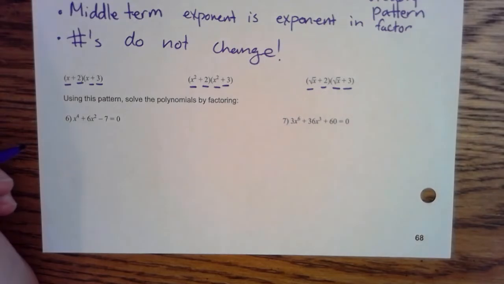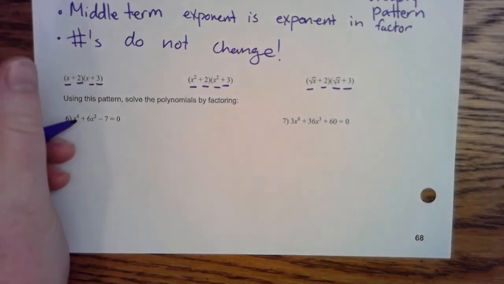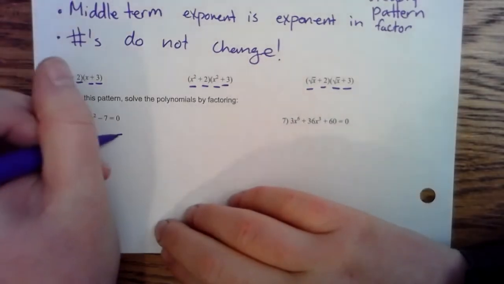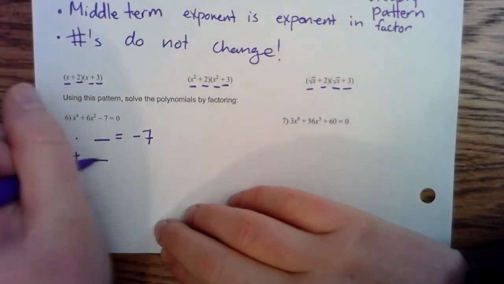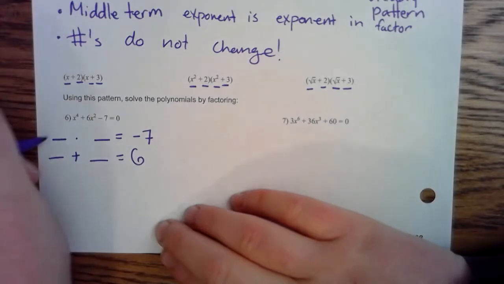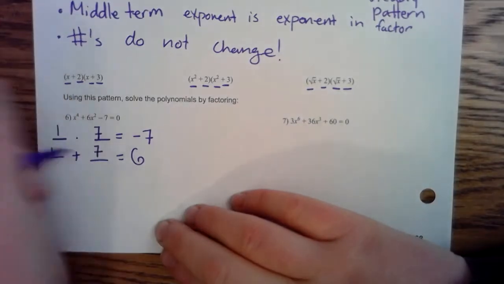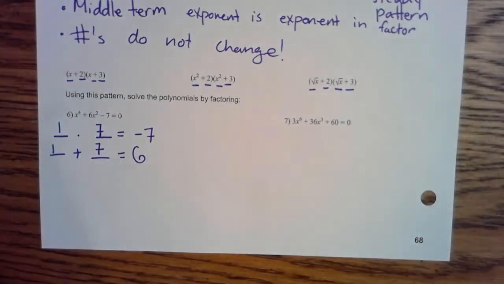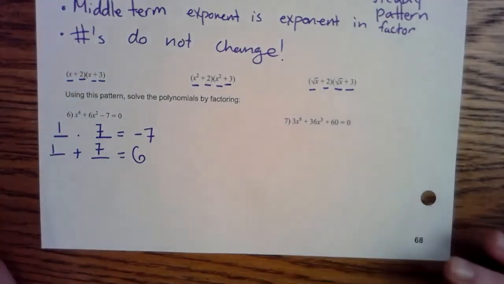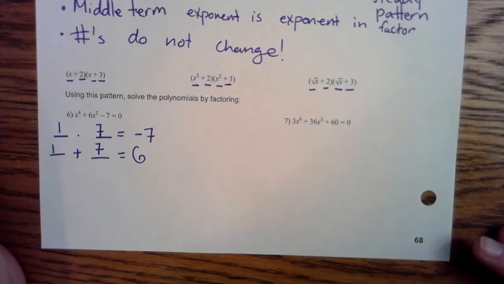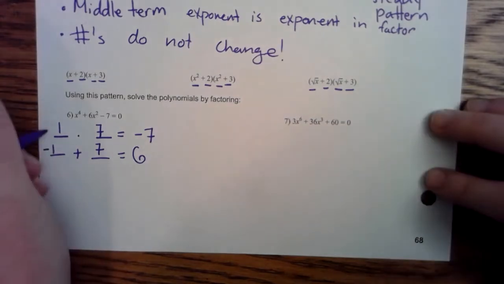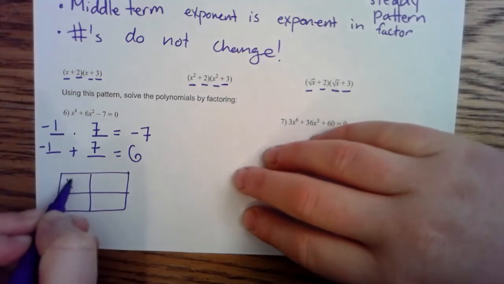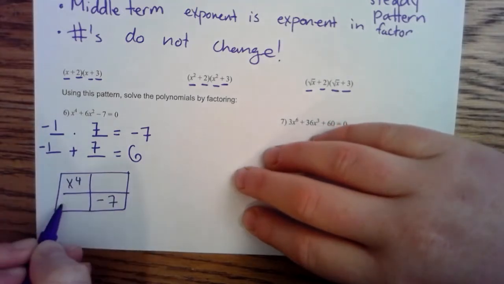So right here, I have x to the 4th plus 6x squared minus 7. Well, I'm just going to treat this like a normal area model. So I'm trying to multiply to negative 7 and add to 6. So that's going to be 1 and 7, 1 and 7. And the 1 is going to be negative. So I draw my area model. X to the 4th, negative 7.